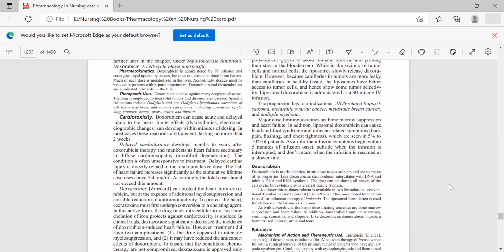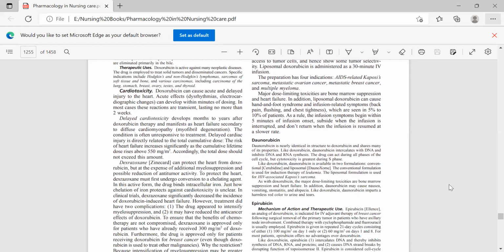Another drug is daunorubicin. Daunorubicin is also available in conventional and liposomal form, but here we have discussed only the generalized way. Like doxorubicin, daunorubicin again intercalates with DNA and inhibits DNA and RNA synthesis. And the drug also acts during all phases of the cycle, but cytotoxicity is greatest during S phase. So you may call it a cell cycle phase non-specific drug.